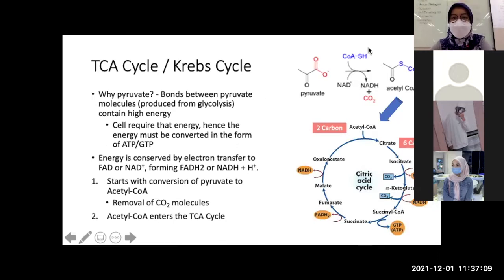So this is how pyruvate turns into acetyl-CoA. There will be a release of NADH and also carbon dioxide. Why is pyruvate important in the TCA cycle? Because the bonds in pyruvate contain high energy, and the cell requires that energy. That energy must be converted into the form of ATP. Later on, when pyruvate turns into acetyl-CoA, it will release more ATP, and the mitochondria will store that ATP. If you remember back in chapter 2, one of the functions of mitochondria is to synthesize ATP. So where does this ATP come from? Pyruvate.